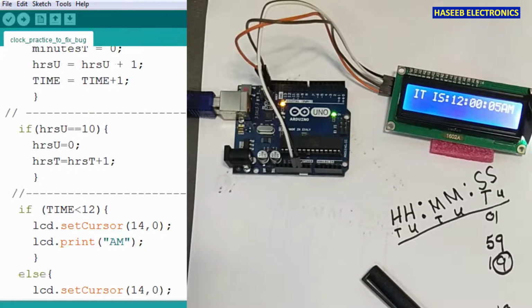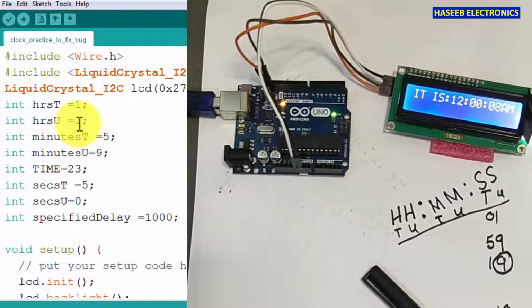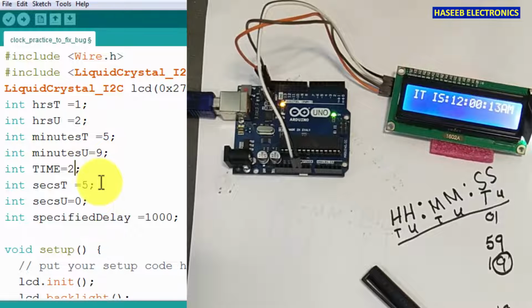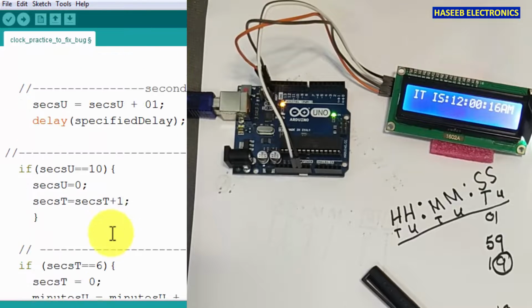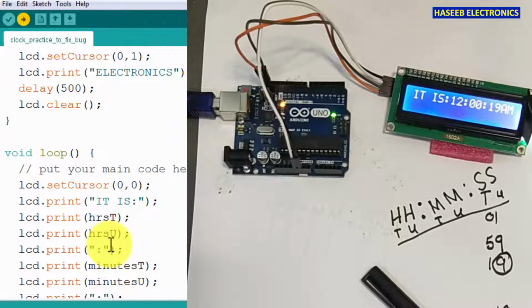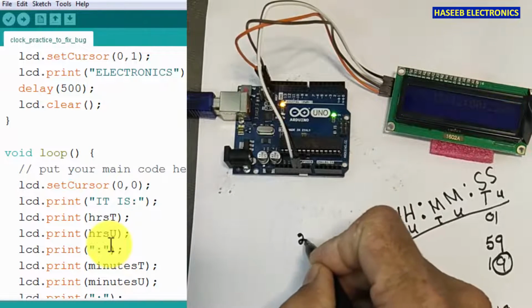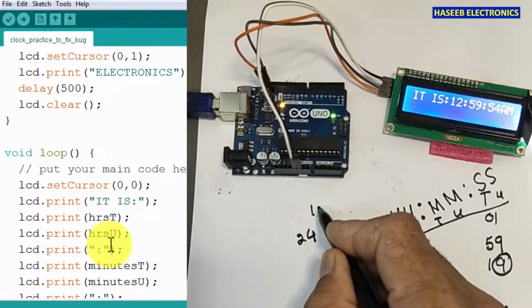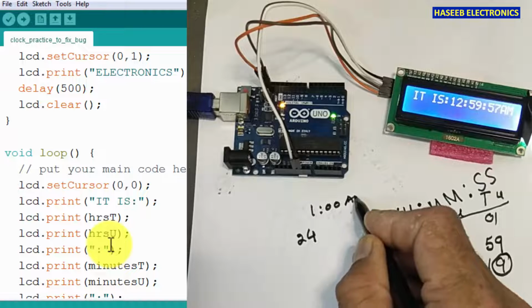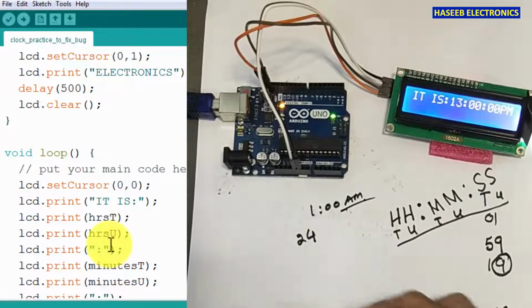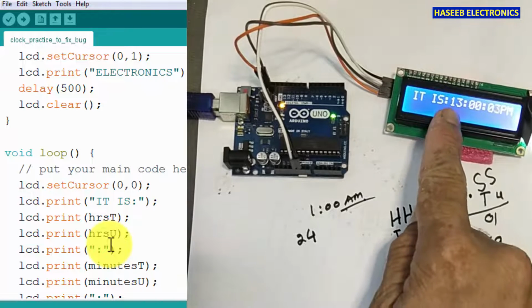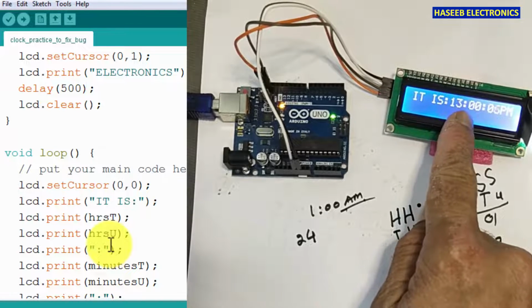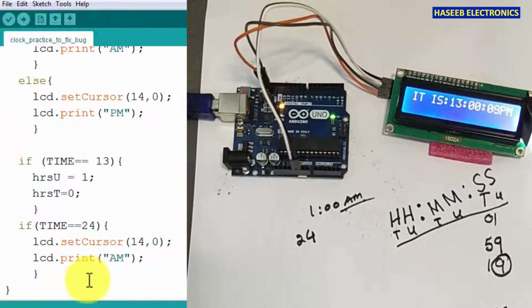Now we need to check after 12:59, the hour is the 24th hour. What will happen now? When the 24th hour completes, we will not say 00. We need to set it to 1:00 AM. Now here we have a problem. It shifted to 13 PM. No, we need to provide a condition here.